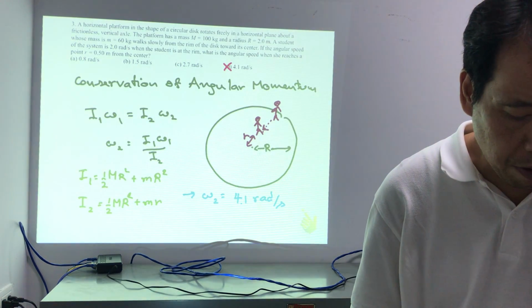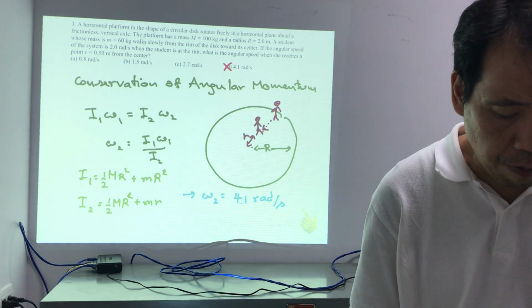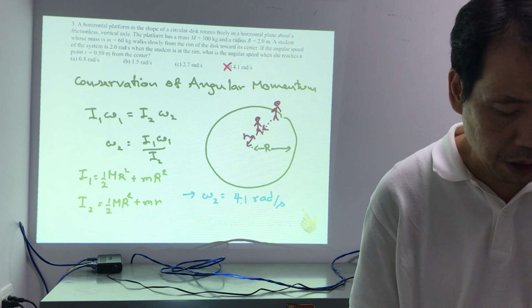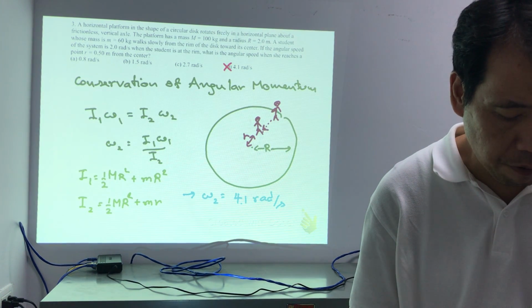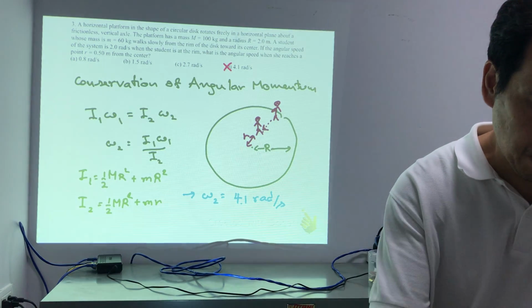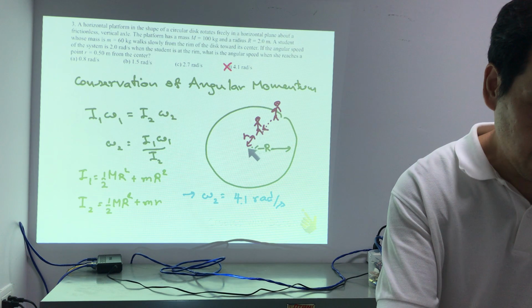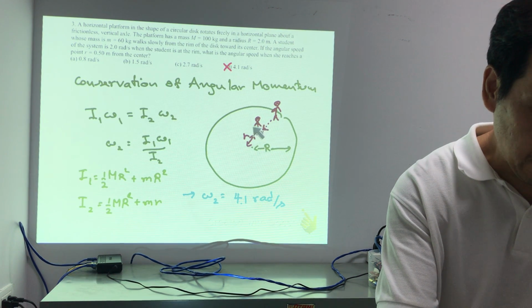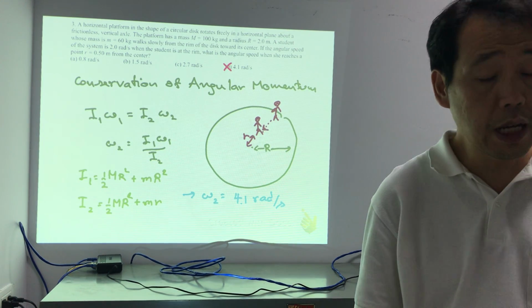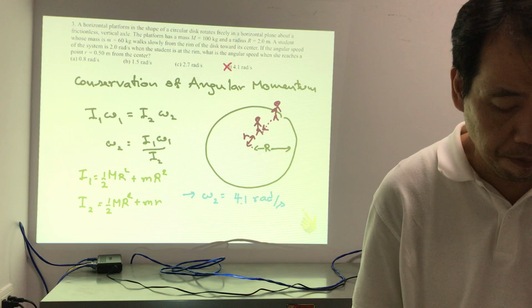What is the angular speed when she reaches the point r equal to 0.5 meter, half meter from the center? It means that this student walks from the rim toward the center, and when she is at the distance half of a meter from the center, what is the angular speed of the system?